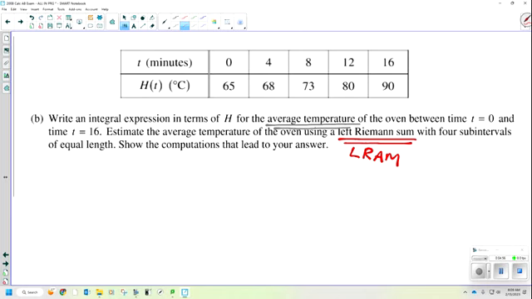with four subintervals of equal length. Show the computations that lead to your answer. Perfect. So first of all, let's write this integral expression in terms of H for the average temperature.